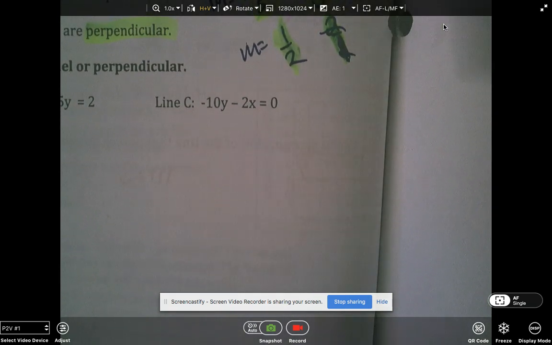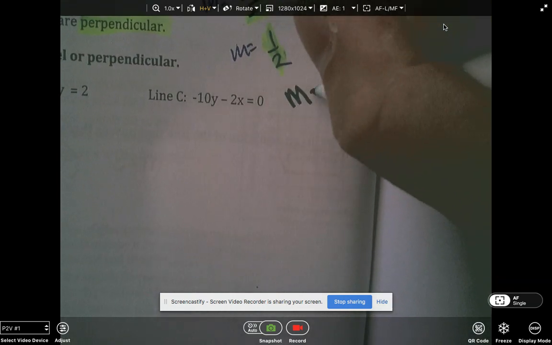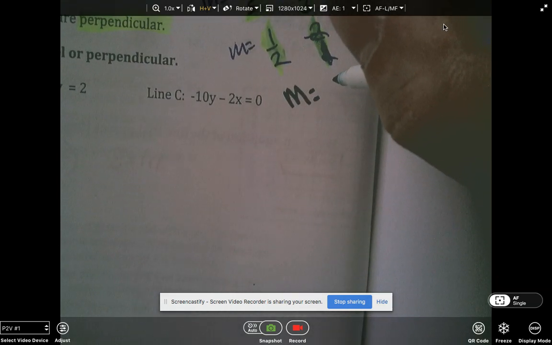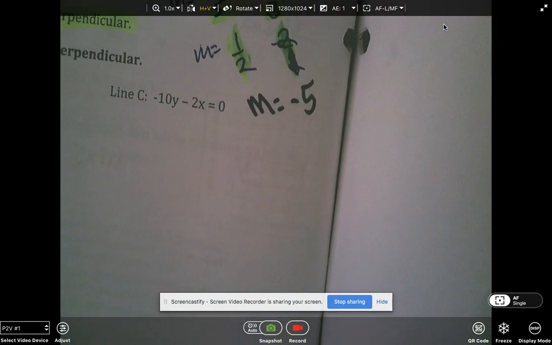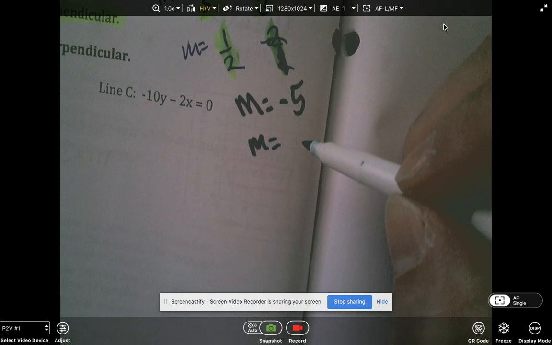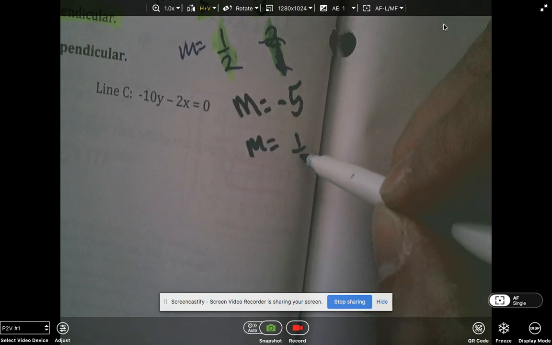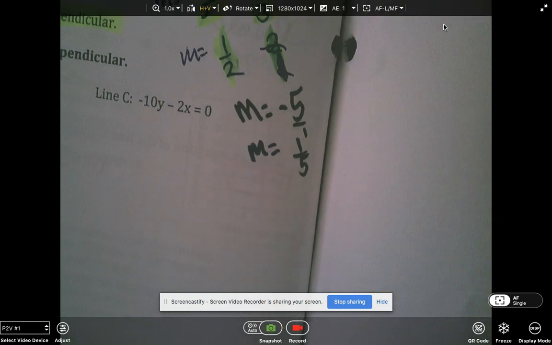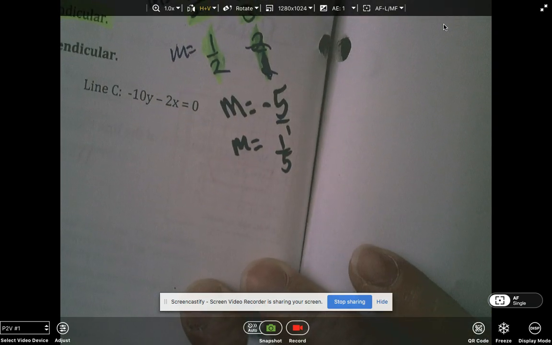Raise your hand. What if I gave you a slope of, let's say, -5? What would be a slope that would be a negative reciprocal of -5? Yes, +1/5, because there's this 1 there. Flip it and make it positive.